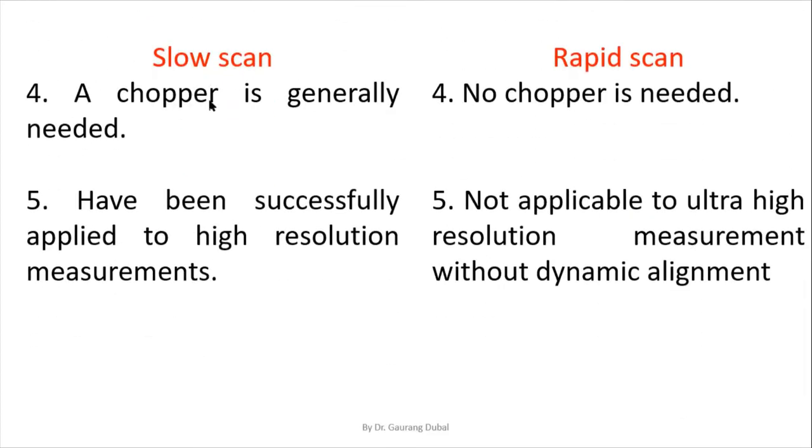In slow scan, a chopper is needed, but in rapid scan, no chopper is required. Slow scan has been successfully applied to high resolution measurements, but rapid scan is not applicable to ultra high resolution measurement without dynamic alignment. So this is the limitation, the fifth point, of rapid scan. For high resolution measurement, you must make some dynamic alignment. Otherwise you will not get the exact result that you need, right? While in slow scan, high resolution measurements can be done easily, right?